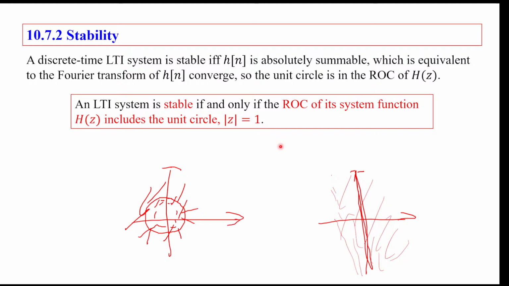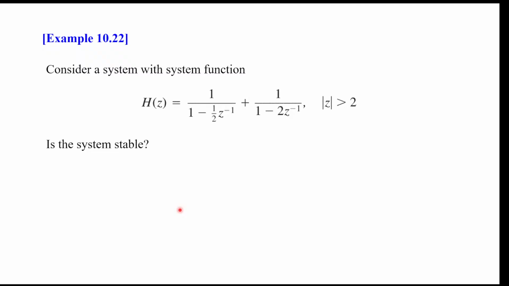Now stability is simpler, just like the Laplace transform. The system is stable if and only if the ROC includes the unit circle. So this is basically the same condition as the Laplace transform, just a different geometry. In the Laplace transform, it was including the j omega axis. Now it's wrapping this j omega axis around here. It's including this unit circle. Okay, and then let's go back to this question.